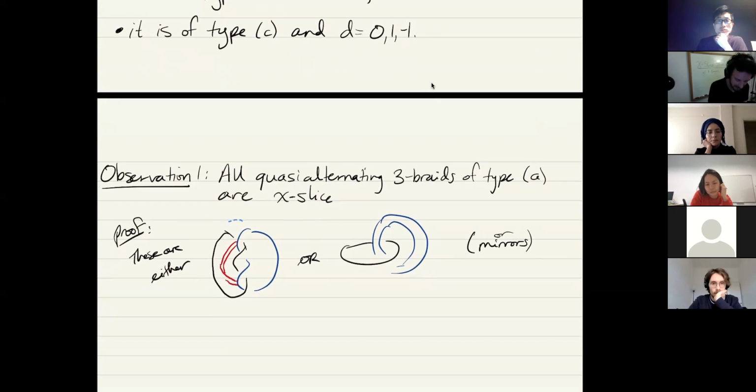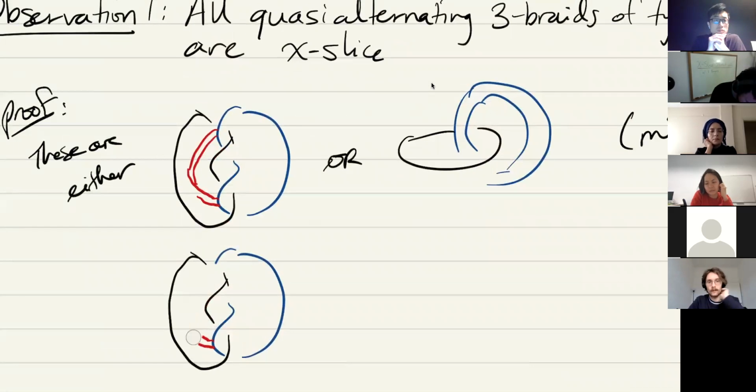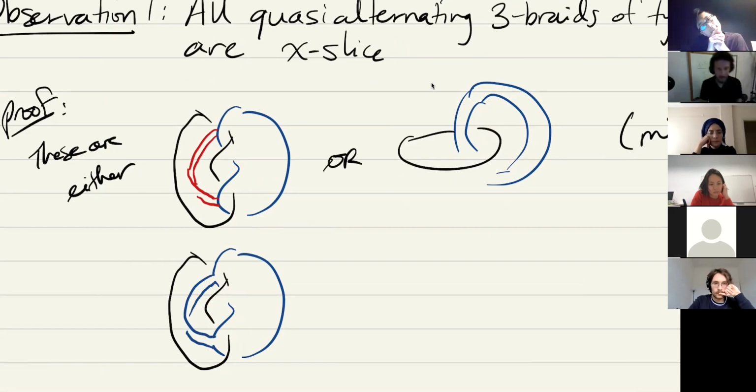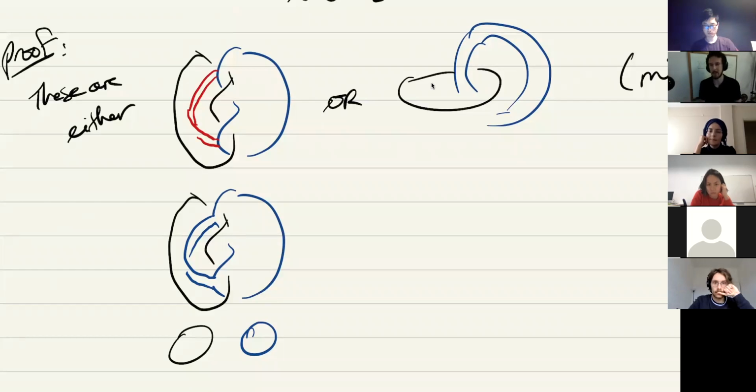And so if I take this and do this band move, now let me draw the blue. There's no point in having so many colors. So I do this band move. Then you can see you can just isotope this, and these things come apart. This is just a two-component unlink. So I did a single band move and got a two-component unlink. So this bounds an Euler characteristic one surface. It's also a ribbon surface because I found this using band moves. Whenever you use band moves, the surface is necessarily a ribbon.